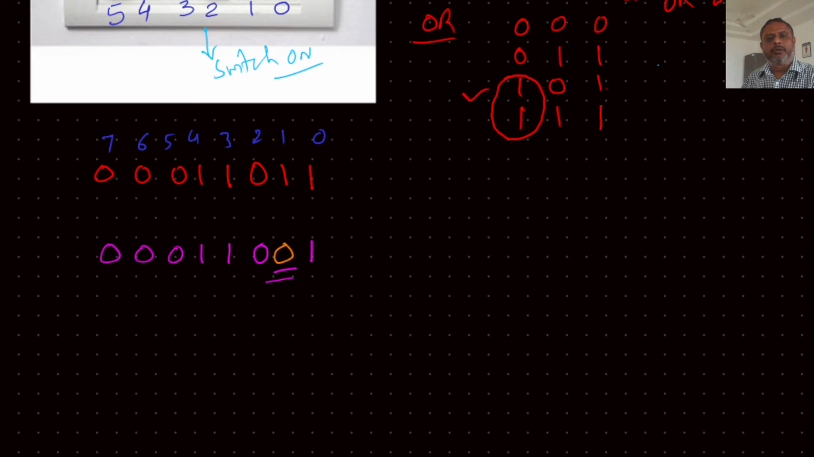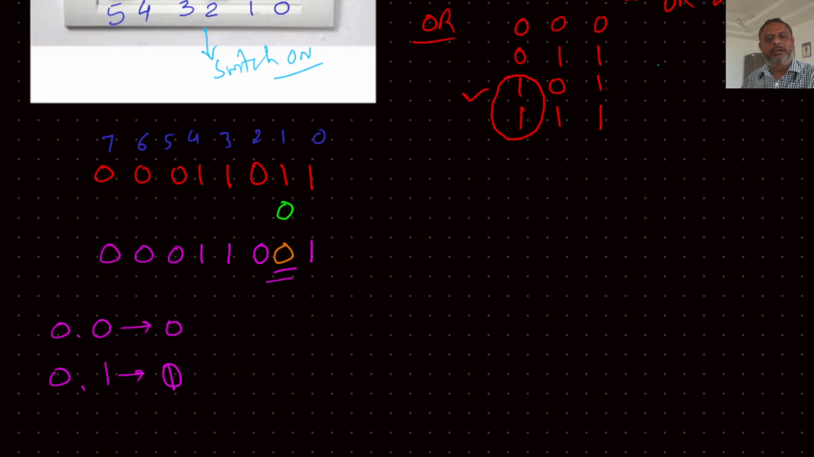So how do you convert anything to 0? 0 can be converted to 0, and 1 can be converted to 0. This is possible only when you AND with a 0. So 0 and 0 is 0, 0 and 1 is 0. Therefore, an AND operation is required. If you want to make bit 1 to be 0, then just AND with a 0. And you don't want others to be disturbed.